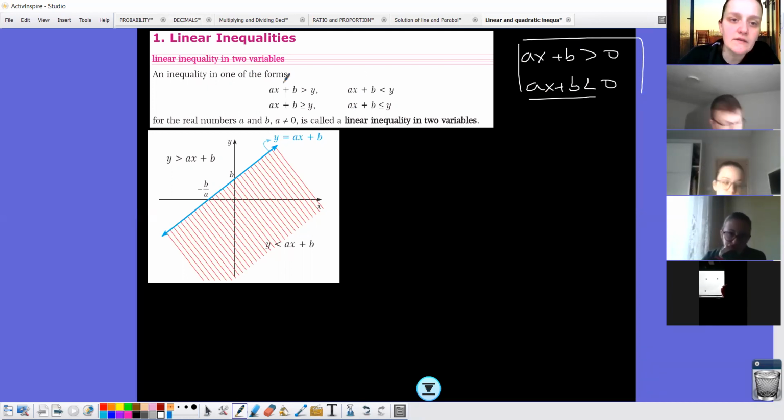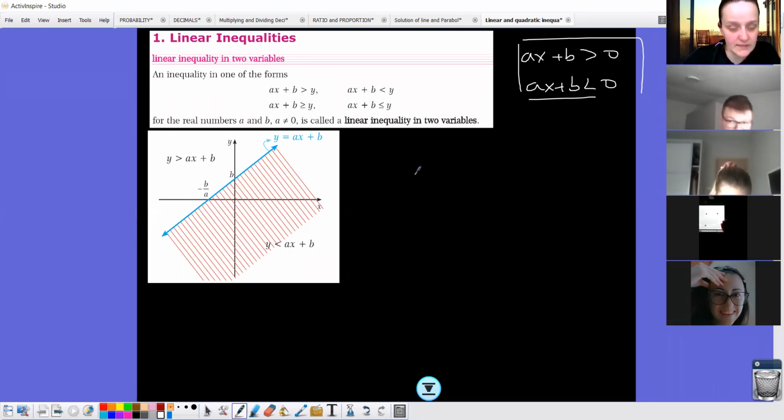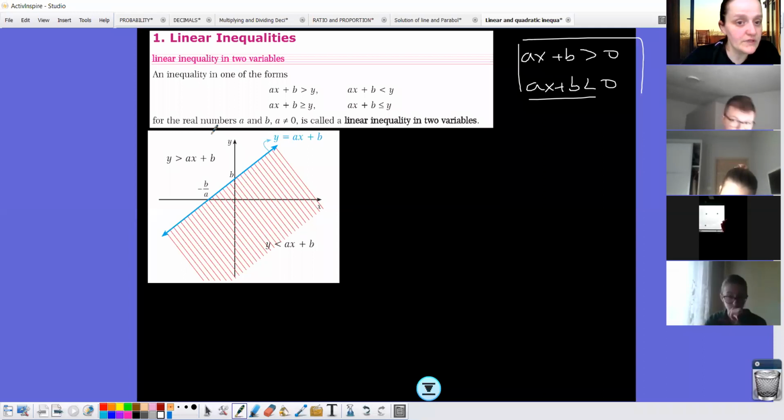And it says the definition of linear inequalities in two variables is like this. An inequality in one of the forms ax plus b greater than y, ax plus b less than y, or greater than or equal to y, or less than or equal to y, for the real numbers a and b, and a cannot be 0, is called linear inequalities in two variables. And how we will solve this kind of questions, I will show you.